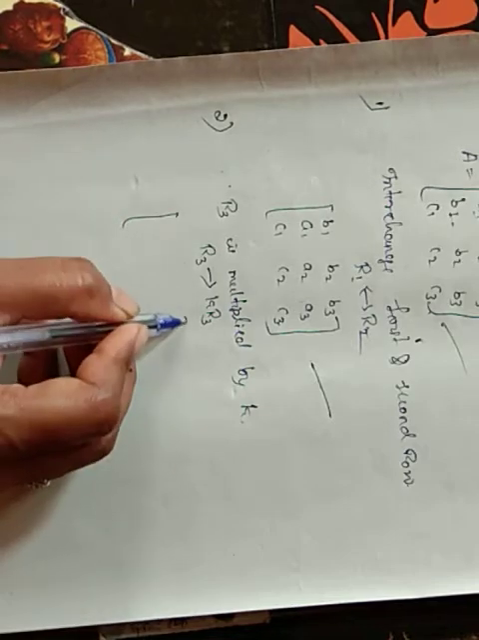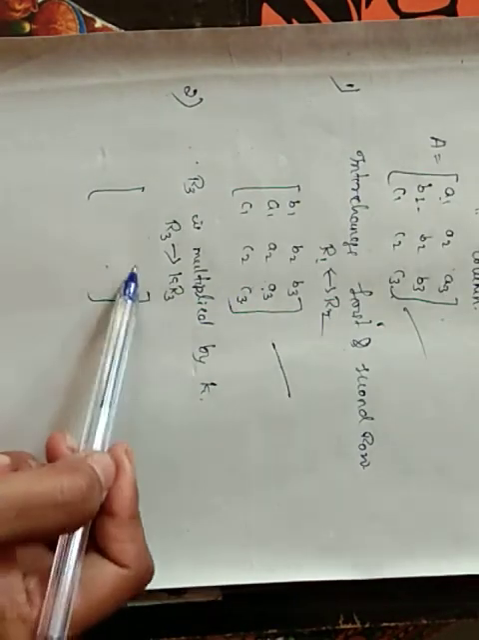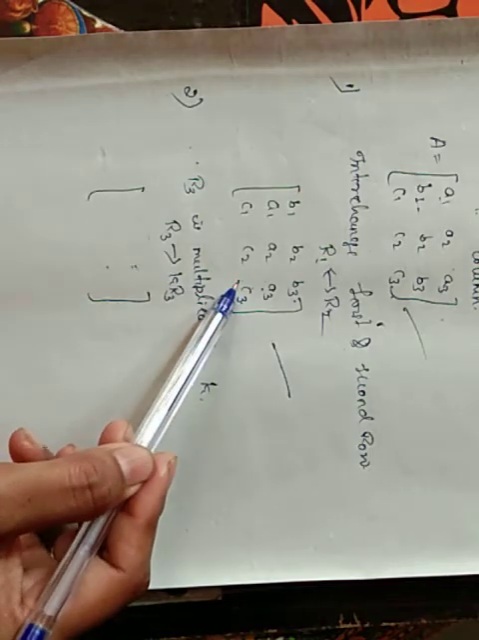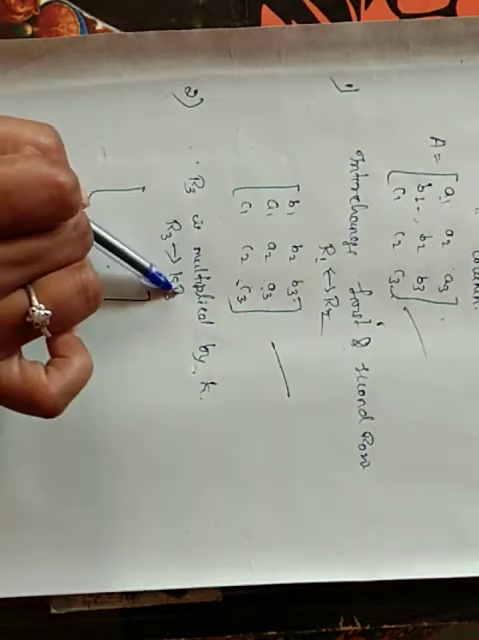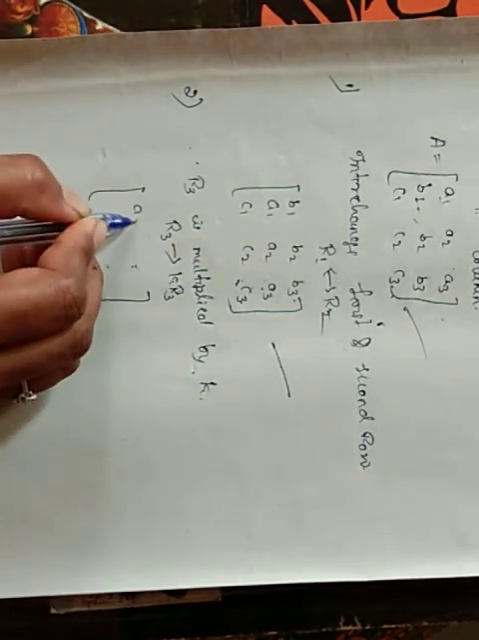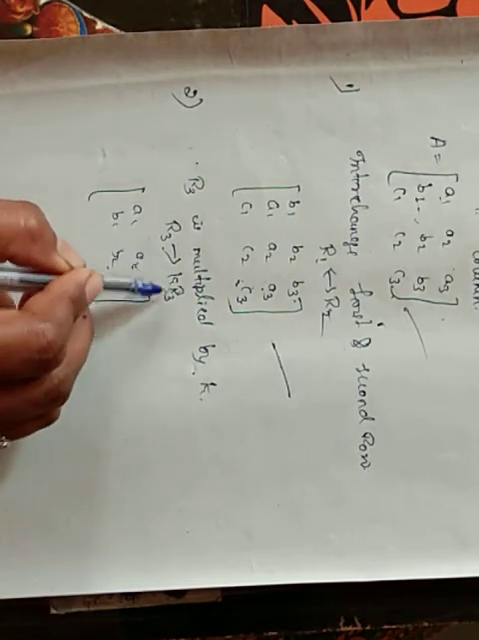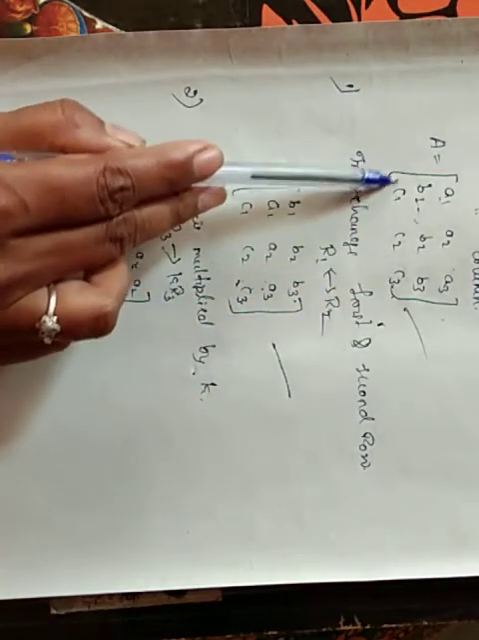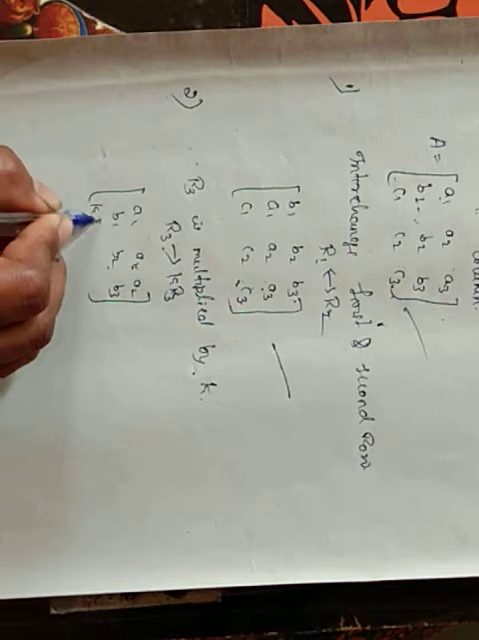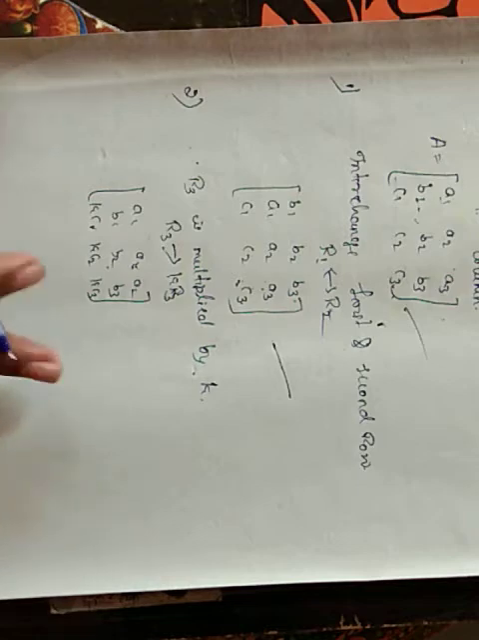How to write the matrix now? Don't compare to the previous one; I am taking the same matrix A here. Clear? Don't make any connection between the first and second. So multiplication of K to R3. Write down R1 and R2 as they are, and R3 tends to K into R3. When you take the multiplication, all the elements of R3 are multiplied by K: K into C1, K into C2, K into C3.